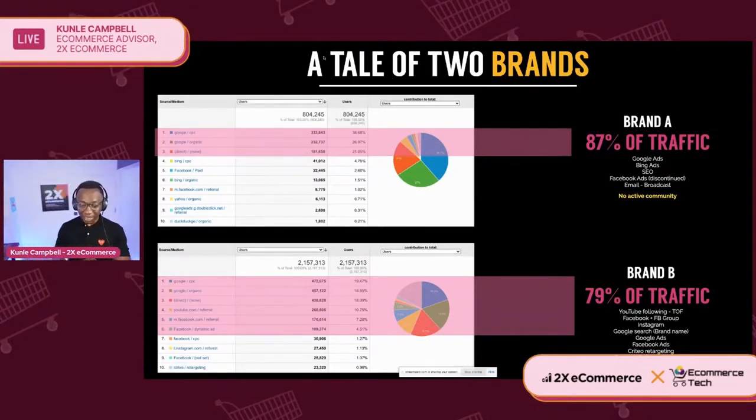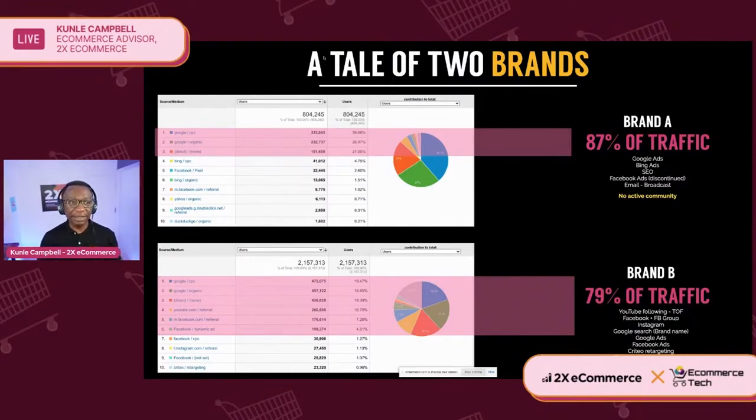Now, the brand on the other hand, at the bottom, has 79% of the traffic pretty much diversified. They have a YouTube channel with close to 1 million subscribers. They're very active on Facebook. They have an active Facebook group. They're active on Instagram. They have an audience essentially, and they have an email list of about 500,000. And they do a bit of Google ads. They do Facebook ads. They do criteo retargeting, and they do a lot of lifecycle marketing via Klaviyo. Now, which of them would you think is doing better? Basically, the one at the bottom is really doing well from a CAC perspective.